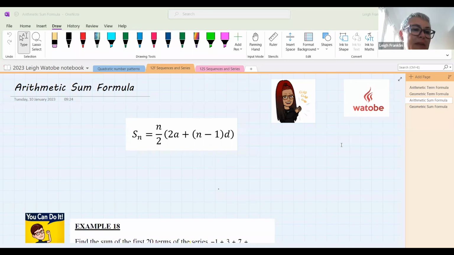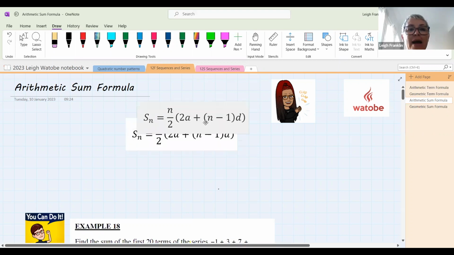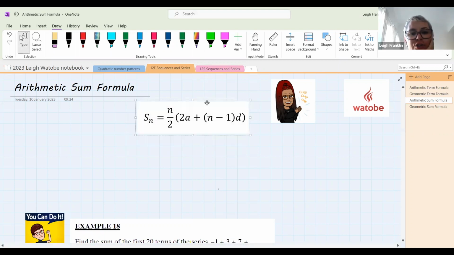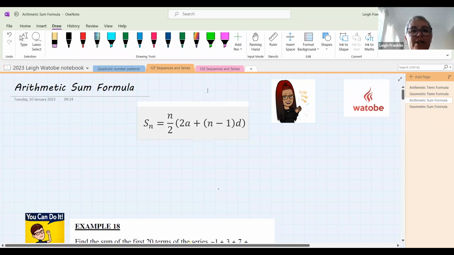Today we're going to talk about the arithmetic sum formula, which I would imagine that most of you have seen or covered by now at school. Can you just give me a thumbs up or a thumbs down? Have you done this at school already? Just pop it into the chat. Thumbs up, thumbs down.